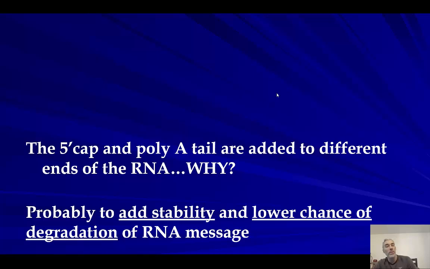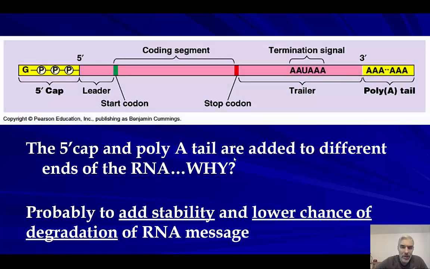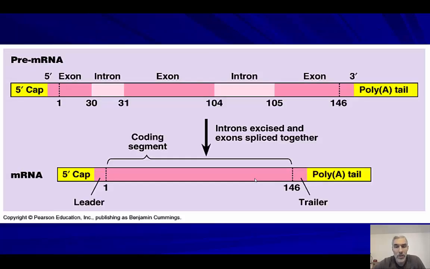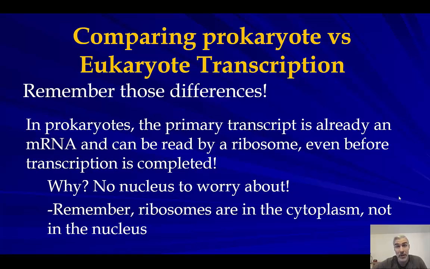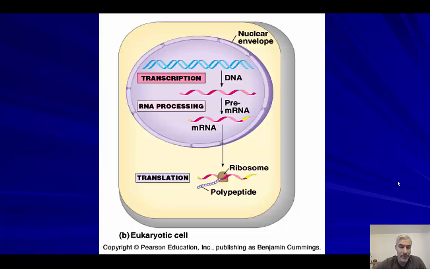And remember, the purpose of the poly A tail and the 5' cap is to increase stability, and it reduces the chance of degradation. Basically, the longer the poly A tail, the longer the RNA will stick around, which can increase how much protein is made from that mRNA. So the spliceosome is the thing that splices out those introns and cuts them out, and then puts together those exons into a mature mRNA, which has the 5' cap and poly A tail as well. And the spliceosomes are made up of both RNA and protein.